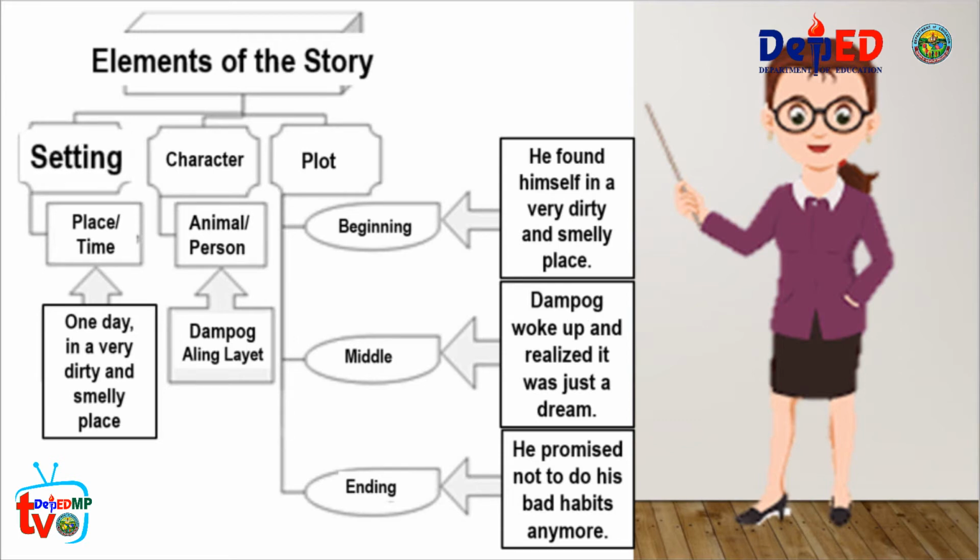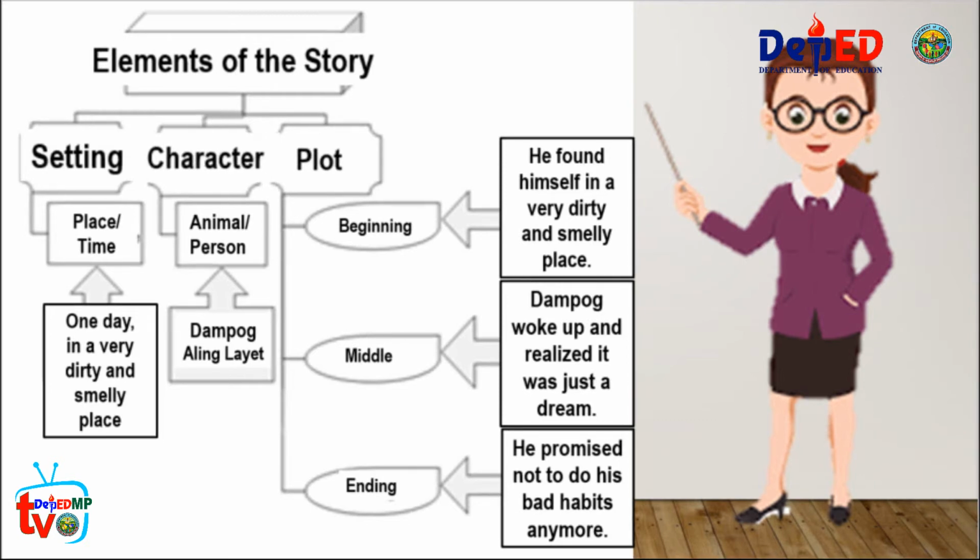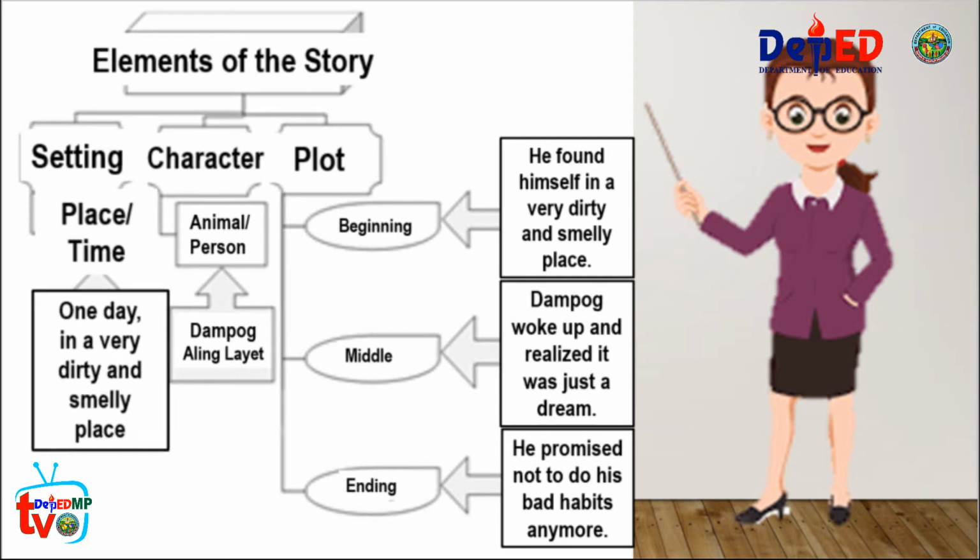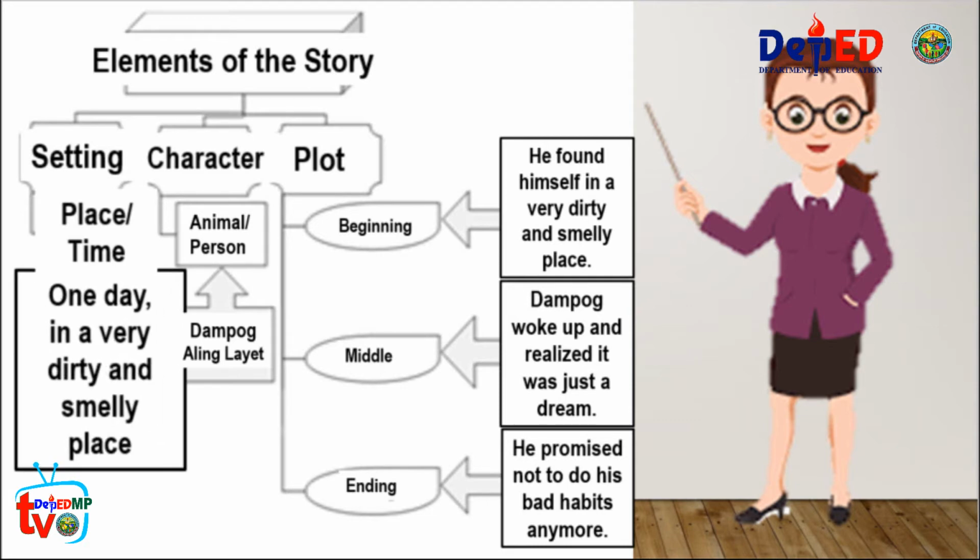These are the setting, character, and plot. What is referred to in the story if the question asks for the setting? The setting talks about the place and the time the events in the story happen. Example, one day for the time, and in a very dirty and smelly place for the place.